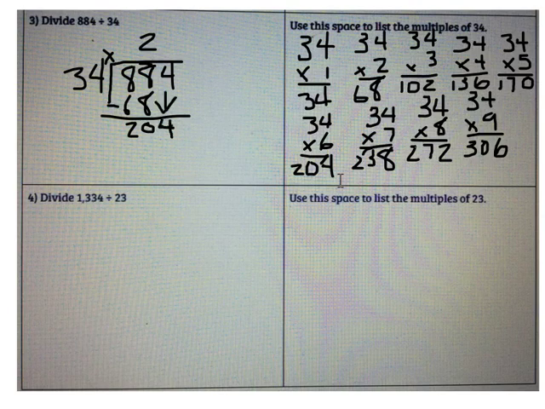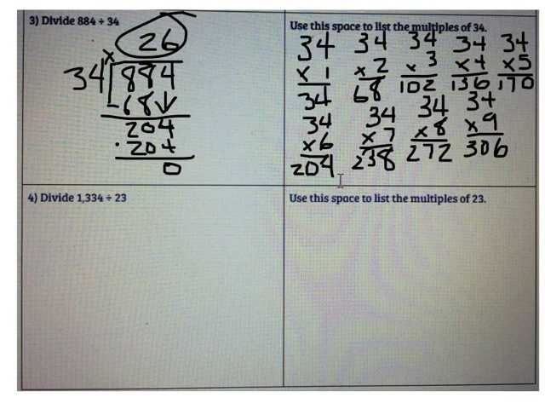How many times does 34 go into 204? It goes in 6 times. What's 6 times 34? It's 204. When I subtract, what do I get as my remainder? It's 0. So the answer is 26.